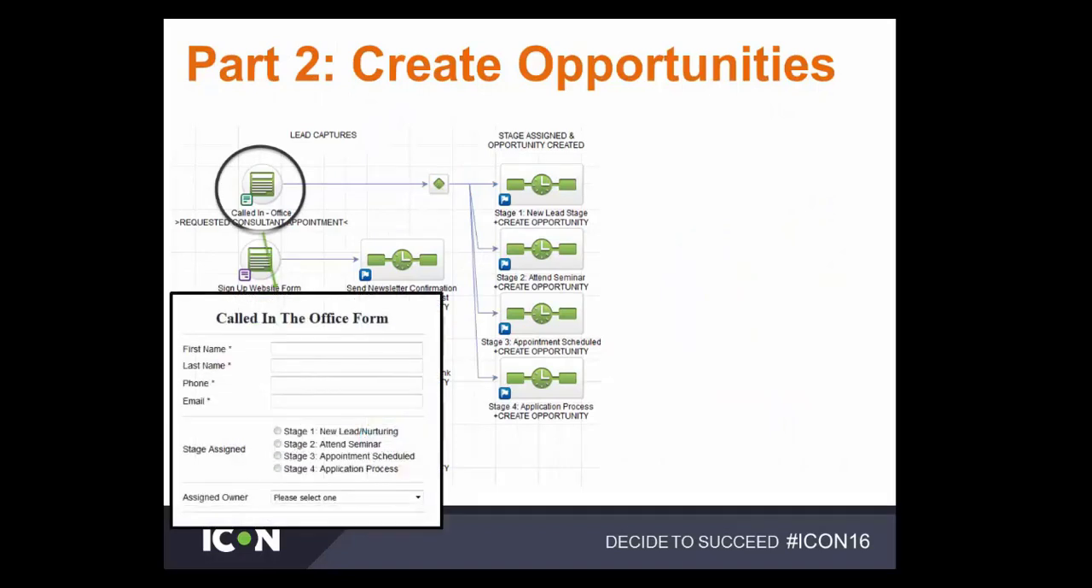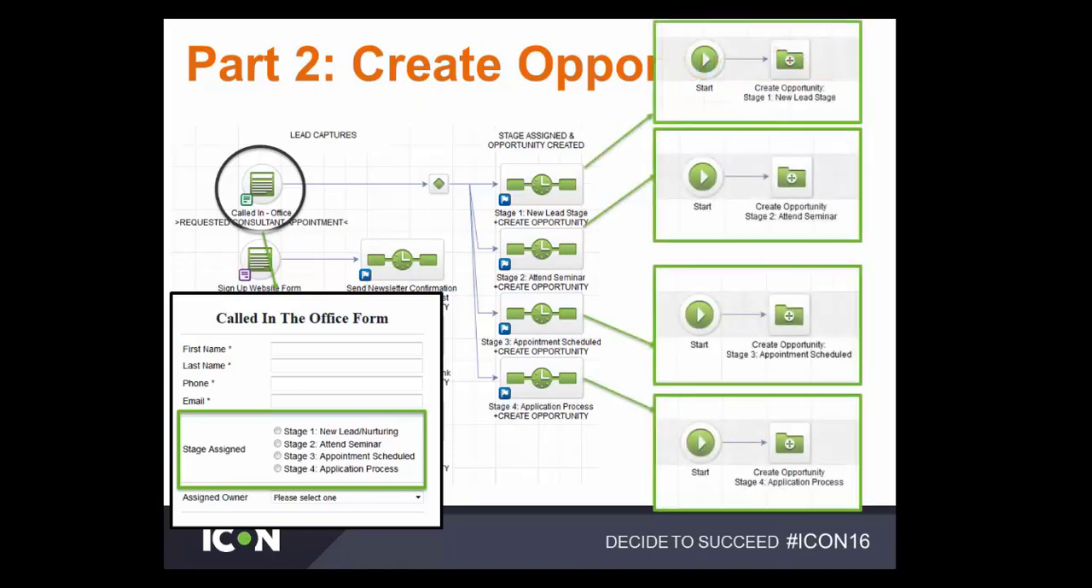Okay, so recap: internal form, people calling into the office. We have stages that they're being assigned to. We want to make sure that, based upon the stage we're assigning them to, the opportunity is created and then placed into the correct stage. You would think that would just be done automatically, but not. You can see over here on the right-hand side we have 4 sequences, and I opened them up. Those are the open sequences, and that's what's inside of them.